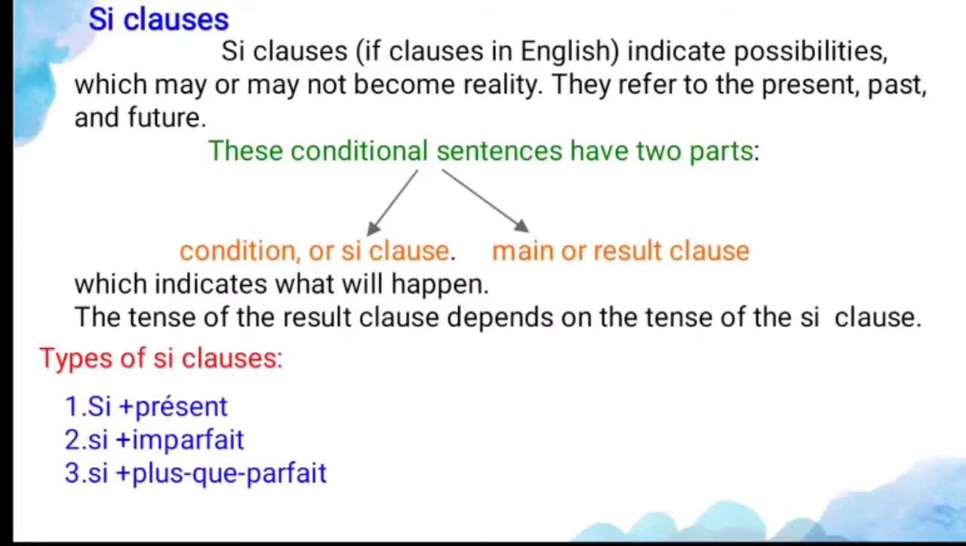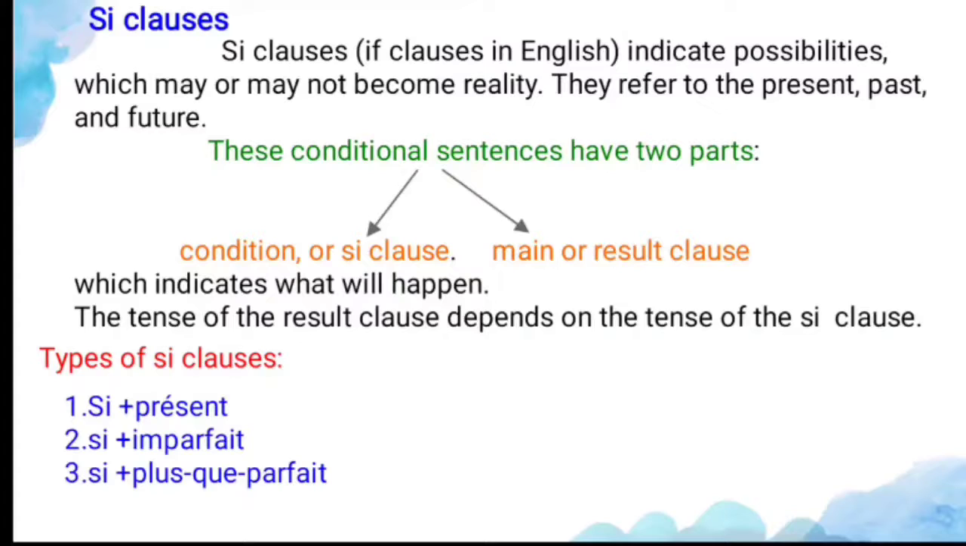And Si clause means what? If clauses only. So what is the definition for the if clause? Si clauses, that is if clauses in English, indicate the possibilities which may or may not become a reality, and they refer to the present, past and future. So what does Si clause mean? That is the if clause. And what does it indicate? It indicates the possibilities which may happen or not happen.